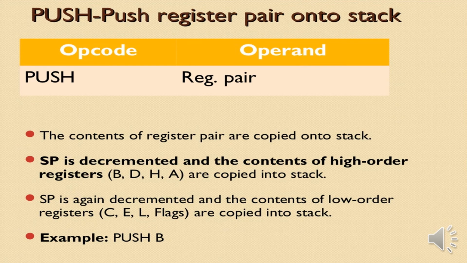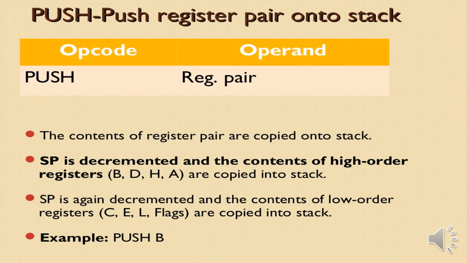The next instruction is the PUSH instruction, which pushes a register pair onto the stack. The opcode is PUSH and the operand is a register pair, which may be B, D, H, or PSW. The content of the register pair is copied onto the stack. SP is decremented and the content of the higher order register B, D, H, A is copied into the stack, and SP is decremented again and the content of the lower order register C, E, L, flags is copied into the stack.